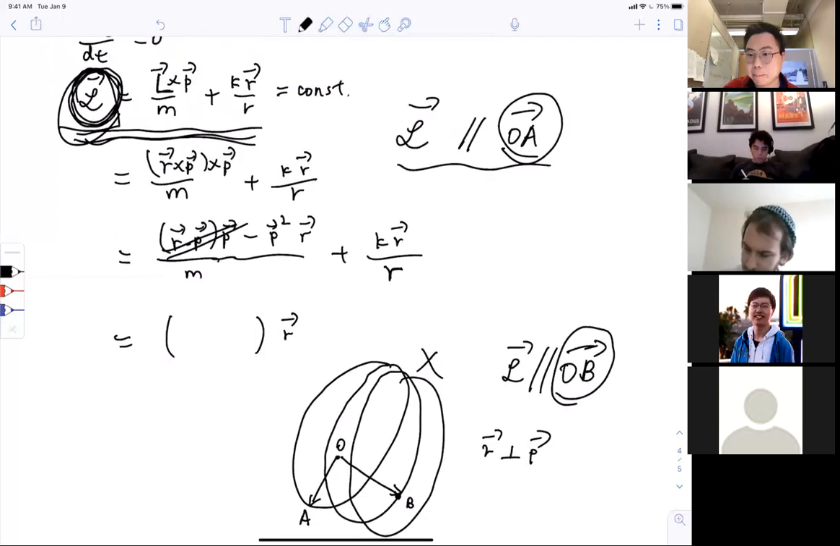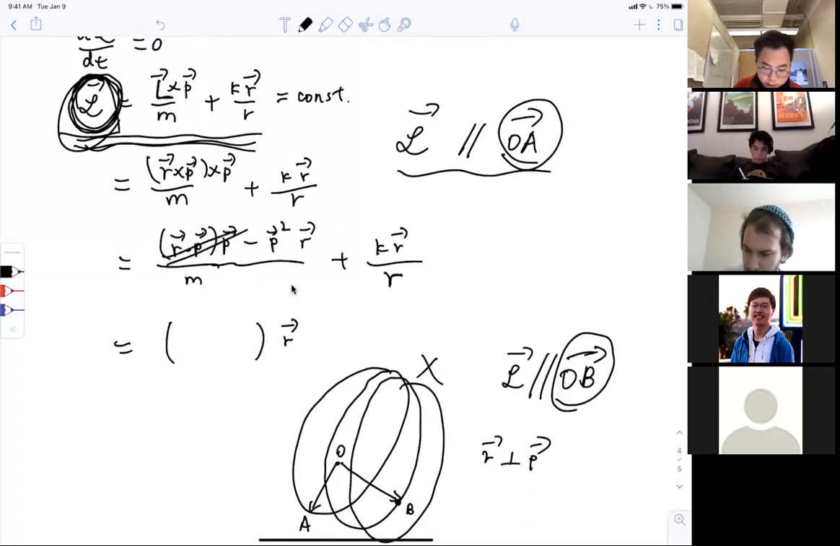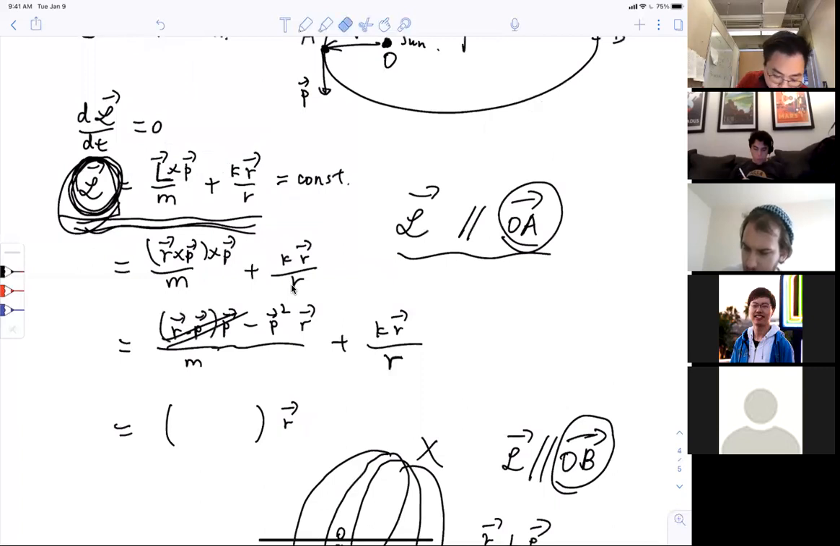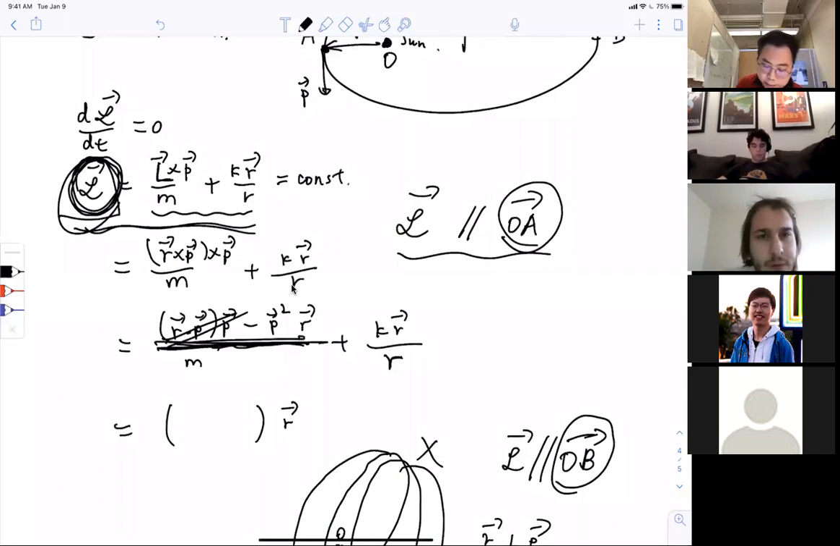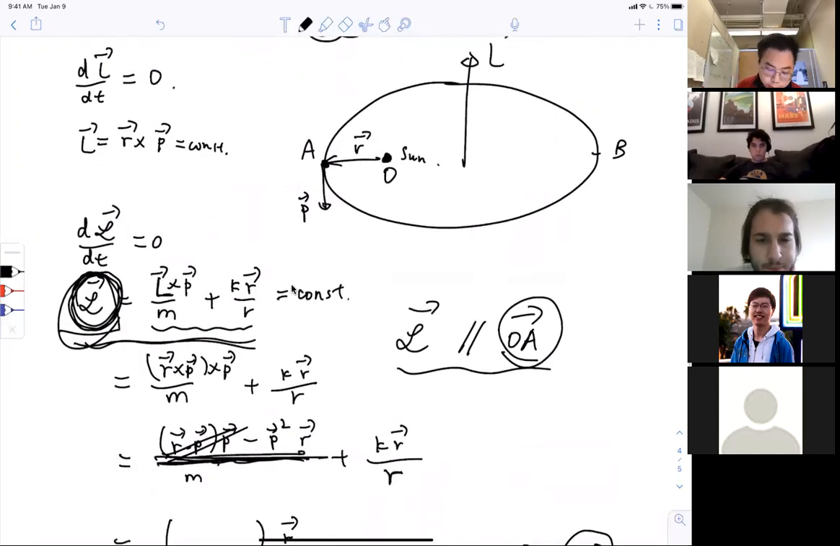Could you explain again what the curly L is? Okay, so the expression looks like this, and now we want to see what this vector looks like. So we write down this L. L is R cross P, and R cross P looks like this. Because we know this is a constant, meaning it's independent of the choice of your point, we choose a special point to determine the value of curly L, right?